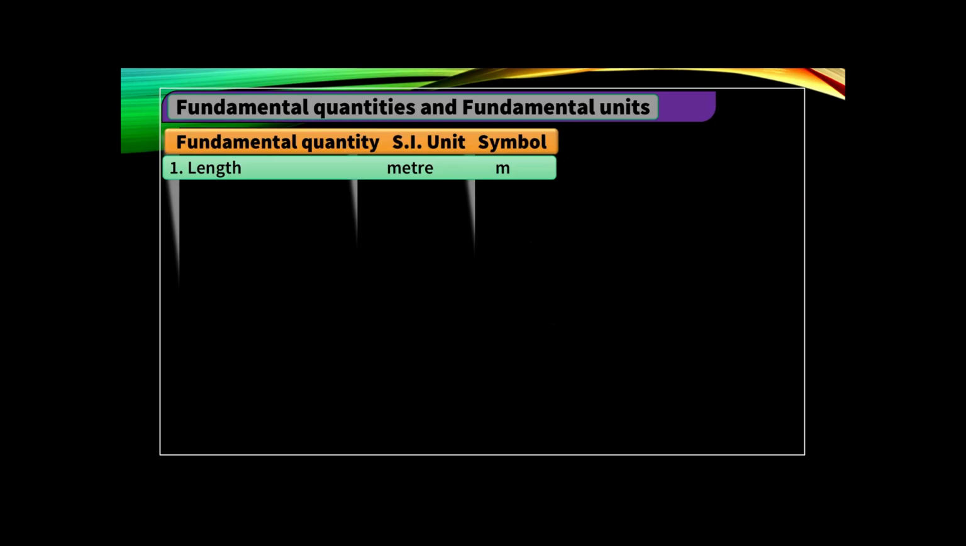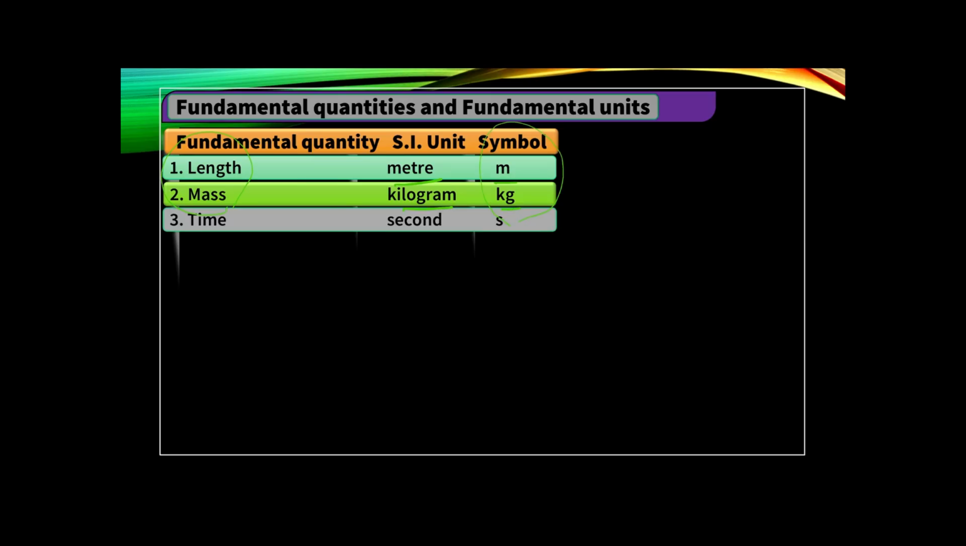What are they? See, length is a fundamental quantity. And what is its unit? Meter, short form m. Second fundamental quantity is the mass. We measure it in kilogram and the unit is kg. Mass is a fundamental quantity and kg is the fundamental unit. We know time is a fundamental quantity. We measure time in second.